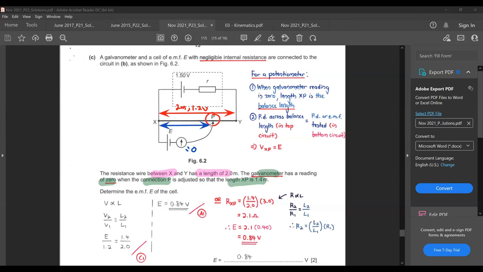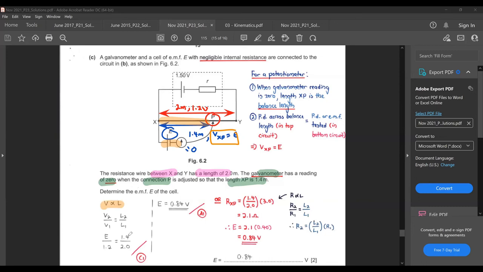Okay, so this one here is 1.4 meter, and from here, what we know is that the PD across XP is the same as your EMF E here. Whatever PD you have here will be the same as the PD that you have here, at balance length, once your galvanometer reading has reached zero. So that's how I came to this conclusion. The PD across length XP is the same as EMF E itself. Okay, so find out the EMF E of the cell.